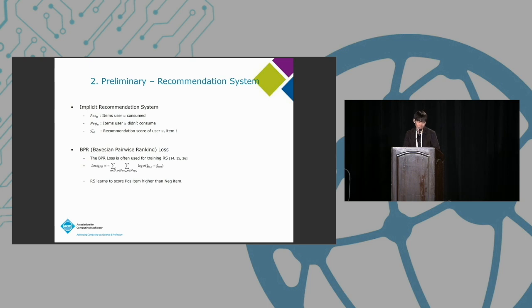Starting with the preliminaries, in implicit recommendation systems, the training data consists of user, item, and their interaction information. The recommendation system learns positive and negative preferences from the data and computes a recommendation score. Often, such implicit RS is trained with the Bayesian pairwise ranking loss. Using the BPR loss, the model pairs positive and negative items of each user and learns to score positive items higher than the negative items.